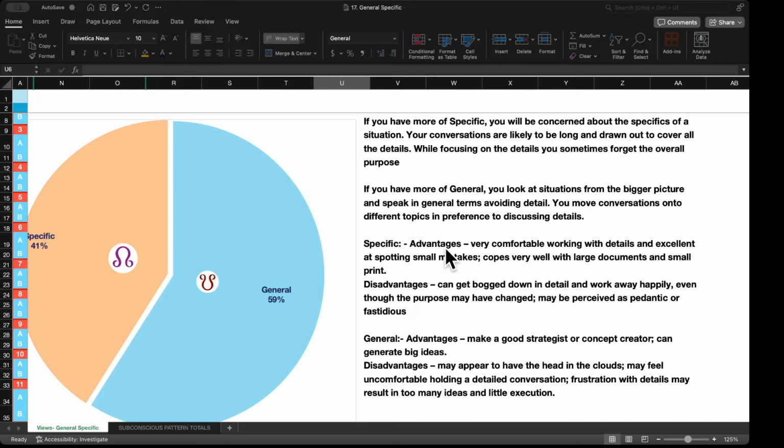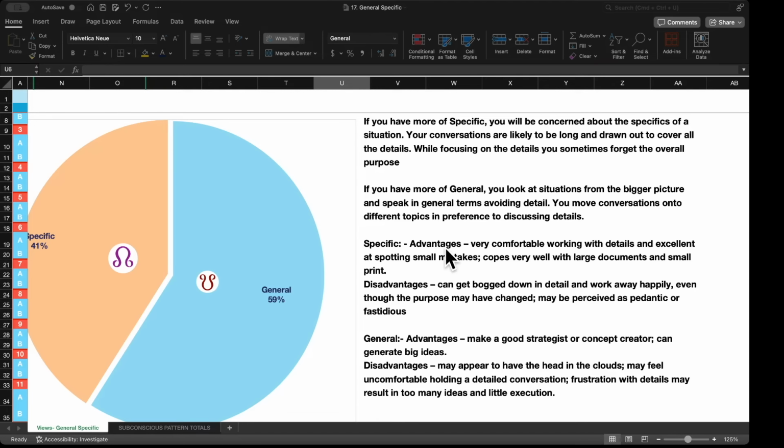The general people, on the other hand, their advantages are they make a good strategist or a planner or a concept creator and can generate big ideas because they are the large thinking people, which in this case our test subject happens to be. 59% is quite dominant. They are the large thinking people. You can also call them global thinking rather than local thinking. You can call them, in terms of neuro-linguistic system, as chunk size big. General will be more of a chunk size big. Specific will be chunk size little. Both are advantages, remember that.